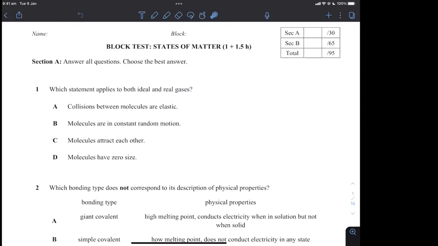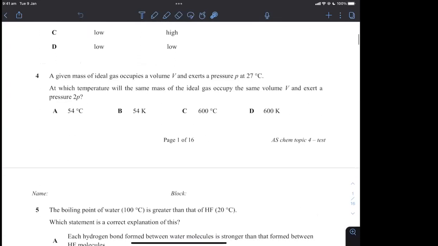So I'm going to stop talking. Anyone? Questions? Question 4. So in question 4, the temperature changes.